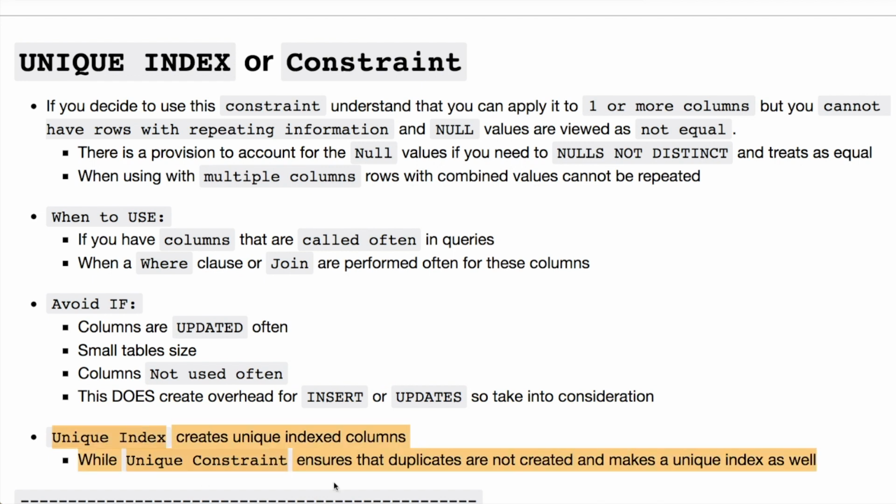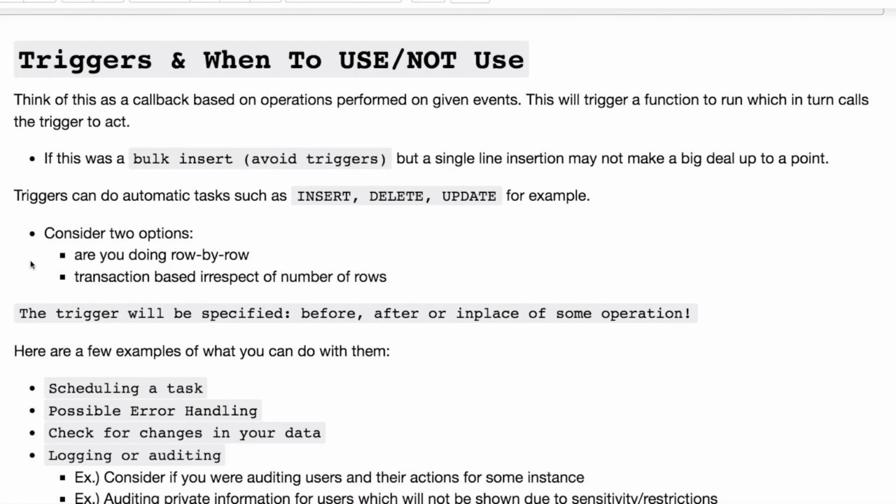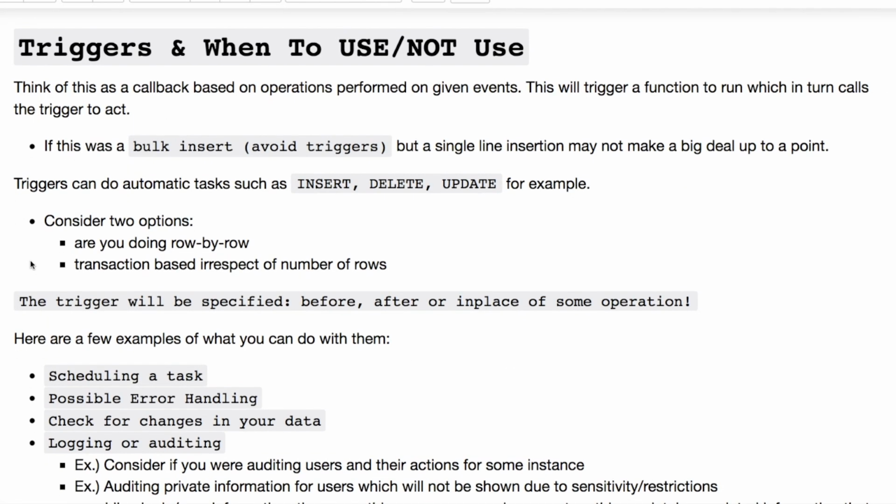Your unique index is creating a unique indexed column. Your unique constraint is ensuring that your duplicates are not created while making that unique index as well in the backend. The last thing that we're going to mention real quick are triggers. This is a hotly debated thing.